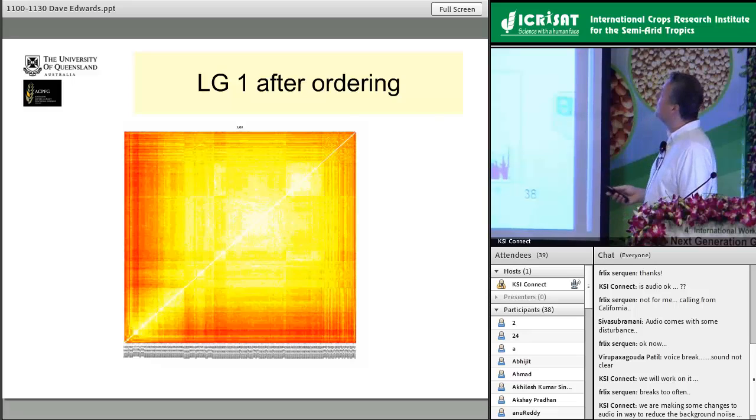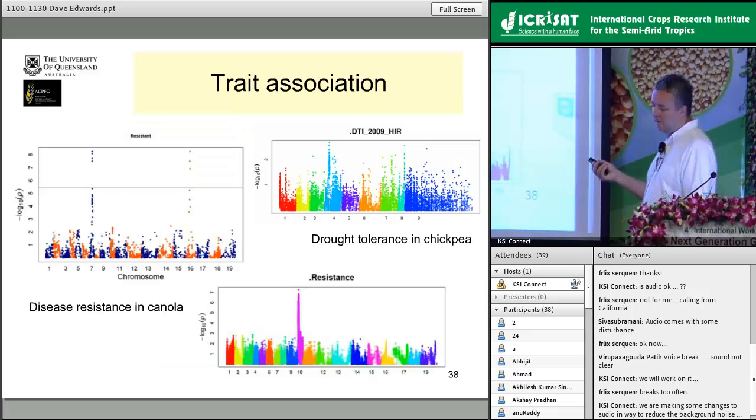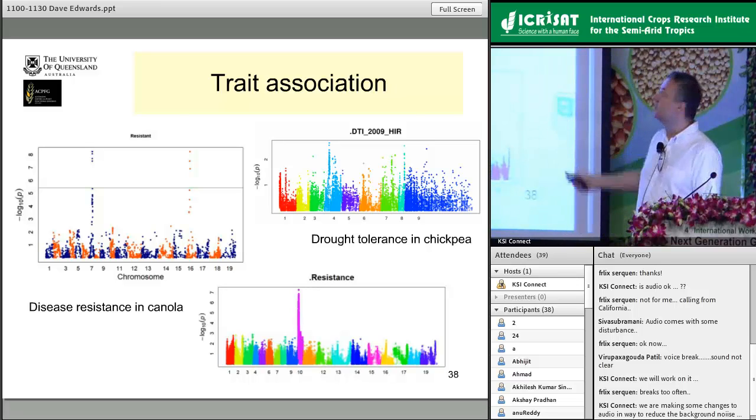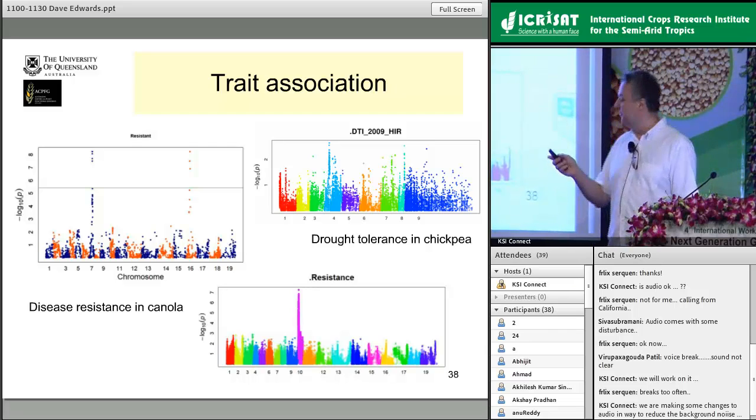I'm not going to talk very much about trait association, but anything you normally do with SNP discovery, GWAS and running GAPIT, you can do with these SNPs as well. There are a couple of examples of disease resistance in canola, and there's tolerance in chickpea. It's exactly the same method as you would use with rapeseed or Illumina data.